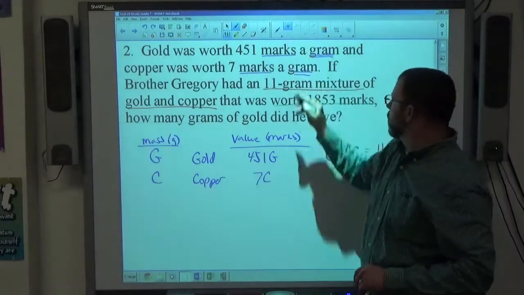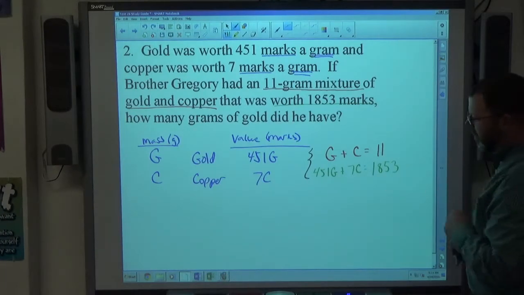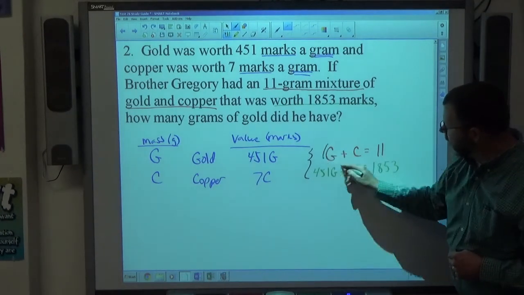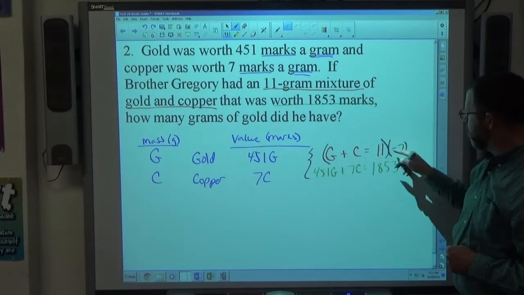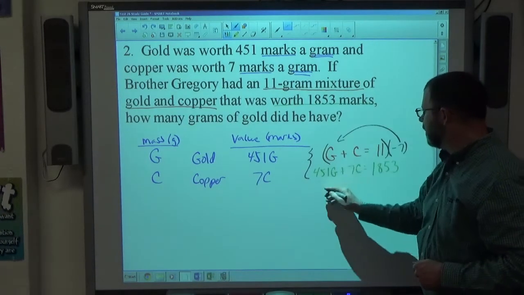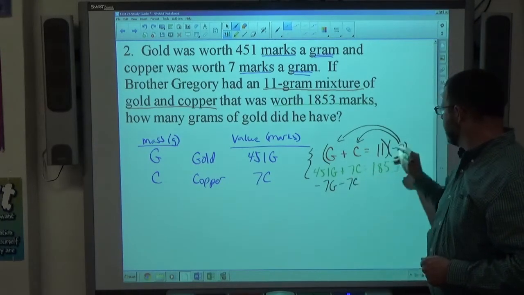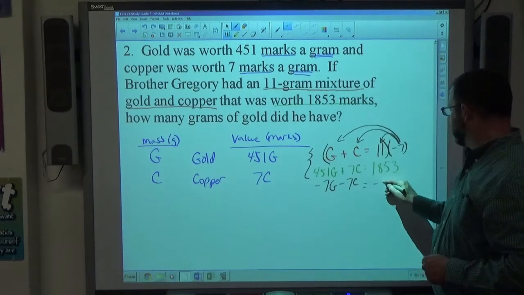And now my system of equations, I'm looking at it to see elimination or substitution. Elimination looks a lot easier. Times -7 on top will make -7c, that'll cancel the c's. So -7 times g is -7g. -7 times c is -7c. -7 times 11 equals -77.